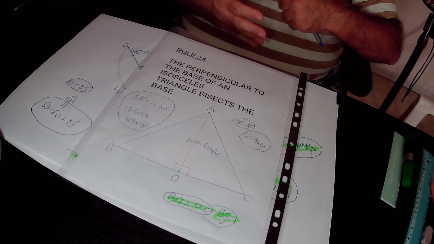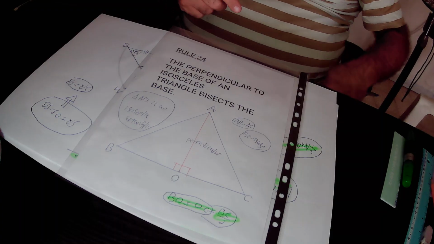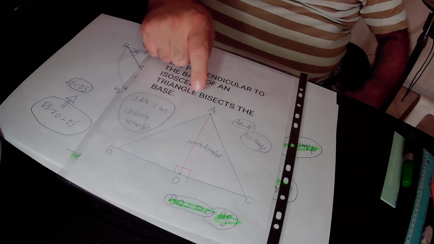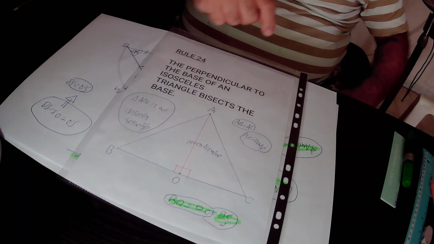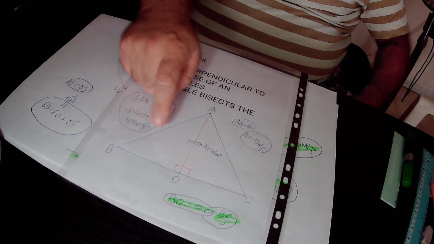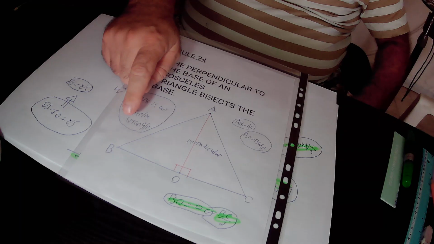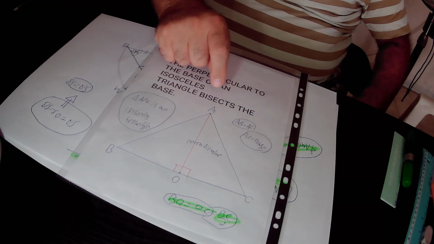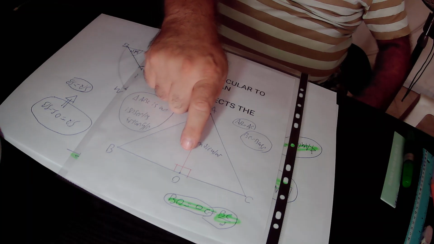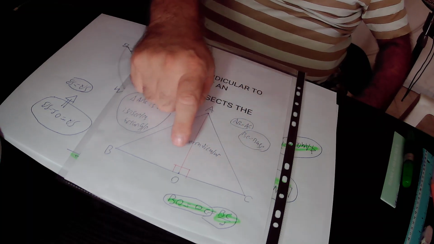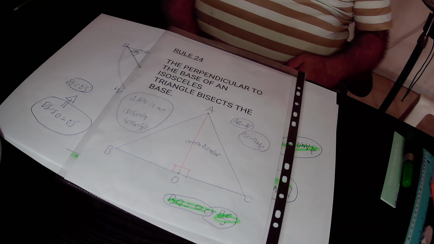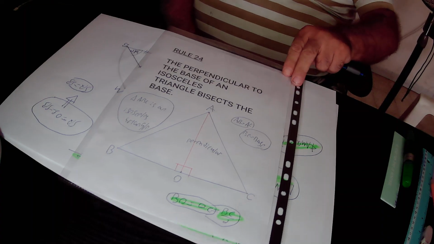According to rule 24, the perpendicular from point A to the base BC bisects the base BC. That is to say, the perpendicular OA divides the base BC into two halves. The first half BO must be equal to the second half OC, and each half equals BC over 2. So we can implement rule 24 in our drawing.